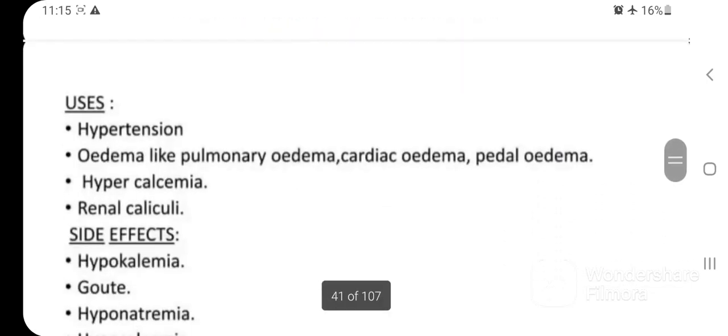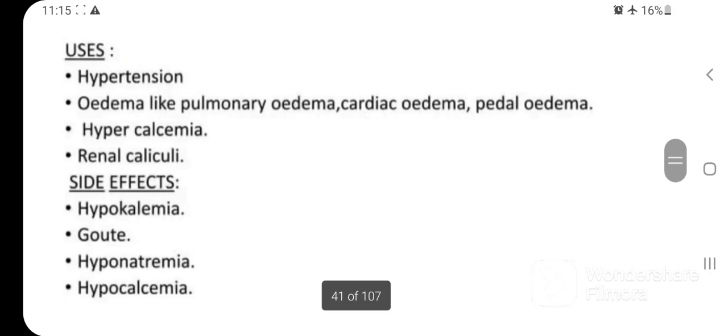Next, uses: hypertension, we are giving; then edema like pulmonary edema, cardiac edema, pedal edema; hypercalcemia; then renal calculi, means stones in the kidney, just to remove that. Not in many cases, but in some conditions we are giving this. Side effects like hypokalemia, gout, then hyponatremia, then hypocalcemia. The calcium level decreases, potassium level also decreases, sodium level also decreases. Why? Because of excessive use of these loop diuretics.